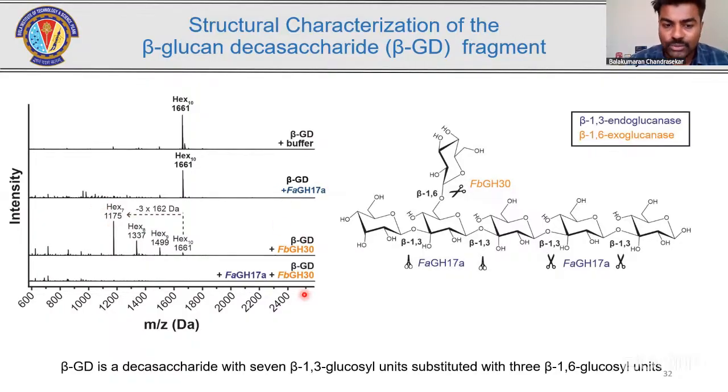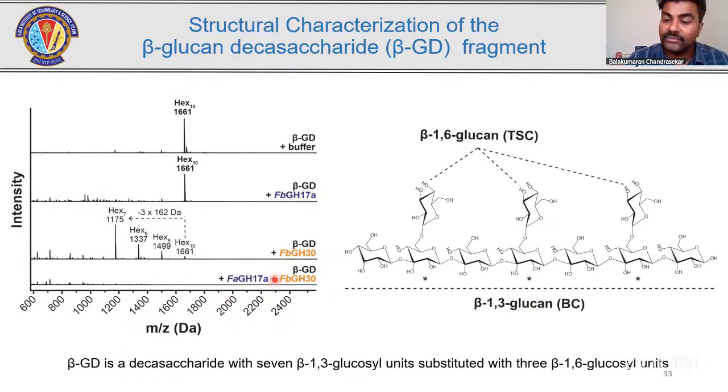When we mixed these 2 enzymes, we were able to see that the whole fragment is completely digested. This is because GH30 will remove the beta-1,6 linkages and the linear beta-1,3 will be cleaved by GH17A. The fragment is gone. So based on this, we can confirm that this is the fragment released from the fungal EPS matrix, and this fragment has ROS scavenging activity.